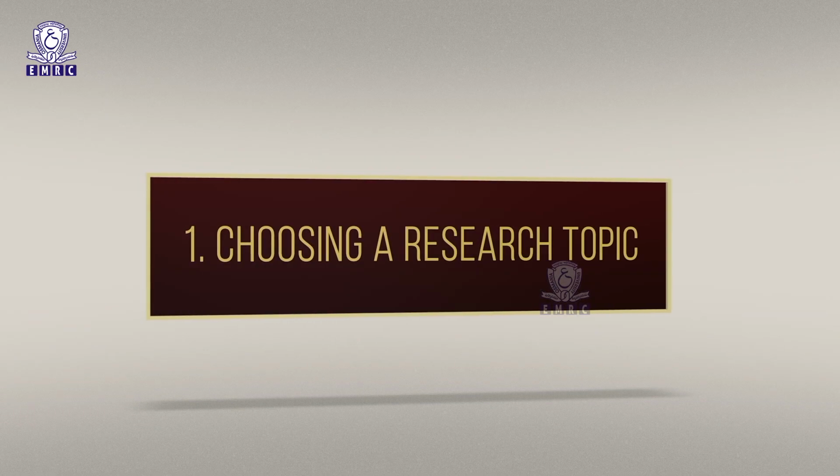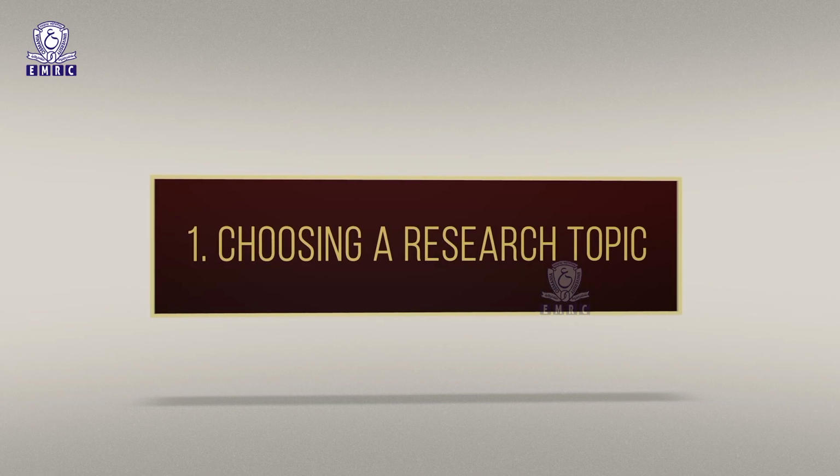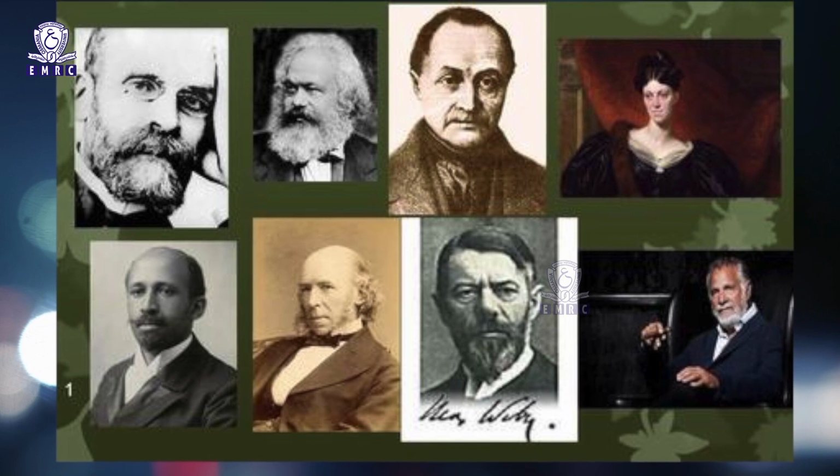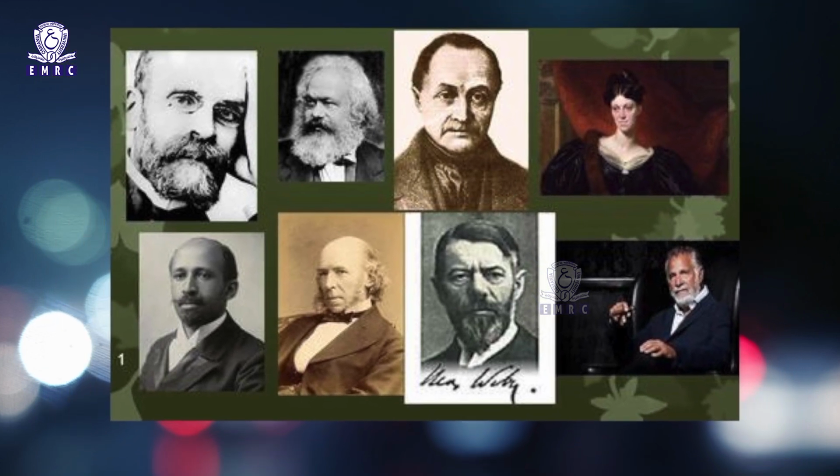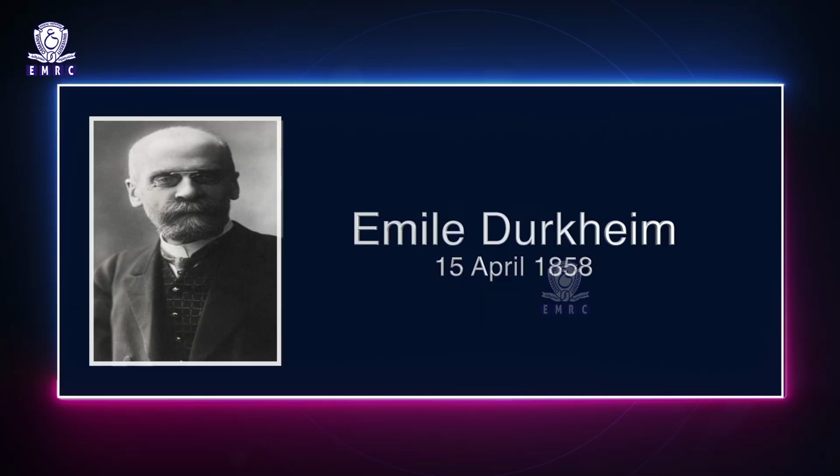The first step is choosing a research topic. The first step in research process is choosing a topic, as we have discussed. There are innumerable topics from which a researcher has to choose. Many sociologists choose a topic based on a particular theoretical interest they may have. For example, Emile Durkheim's interest in the importance of social integration motivated his monumental study of suicide.